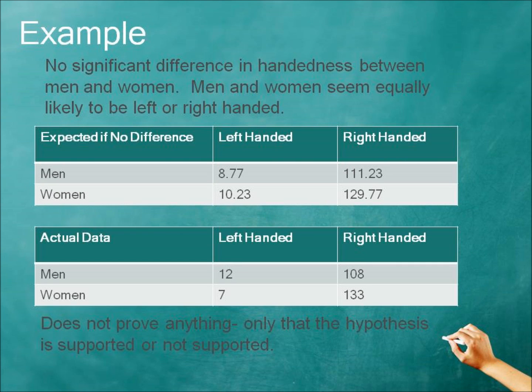For example, a researcher wanted to know if there was any difference in the handedness of men and women. The researcher developed the null hypothesis and found the statistics that were expected if no difference. Then the researcher collected the actual data for right and left-handed men and women. Based on the data, there was no significant difference in handedness between men and women. Both seem equally likely to be right or left-handed. The chi-squared test does not seek to prove or disprove. It only serves to support or not to support the hypothesis.